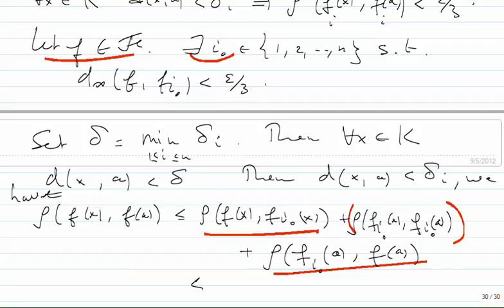dxa is less than delta, which is less than delta I0. So we get this is less than epsilon over 3, epsilon over 3, epsilon over 3, which gives us epsilon. So rho of fx to fa is less than epsilon, which shows us independently of f that the family F is equicontinuous. And this, of course, finishes the proof that if F is relatively compact, then F is equicontinuous and f of x is relatively compact in Y.